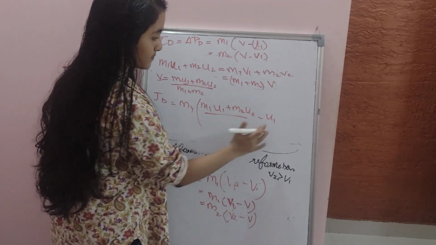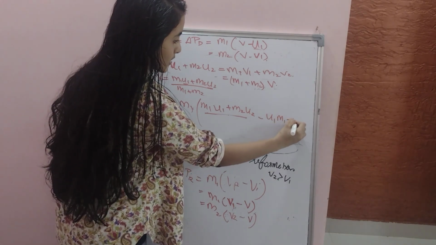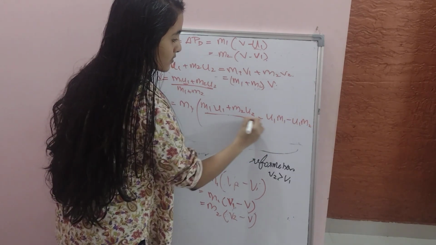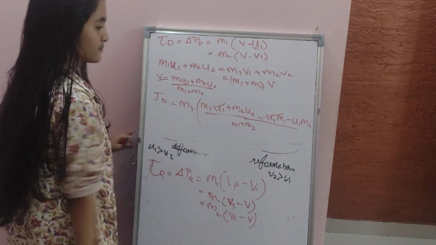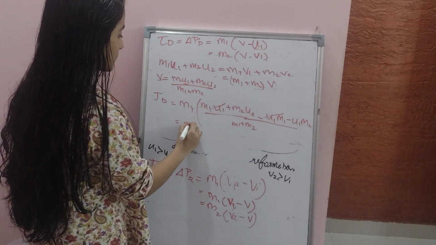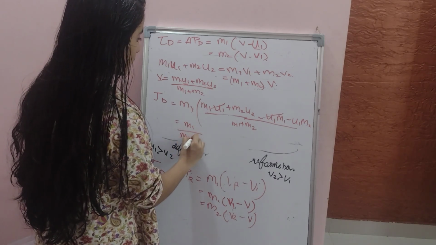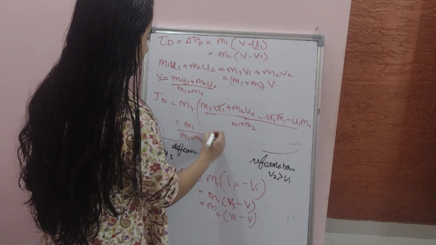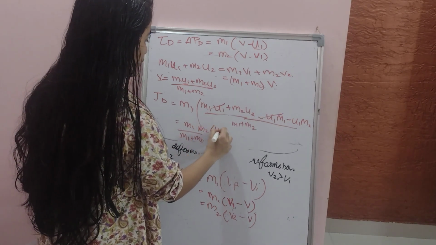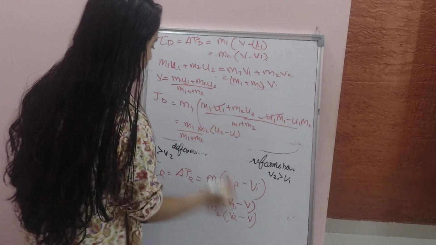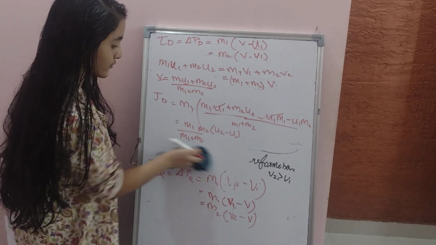Cross multiply: minus U1 M2, right, M1 plus M2, cancellation. M1 divided by M1 plus M2 into, we take M2 out, U2 minus U1. There we get JD, that is the impulse of deformation.